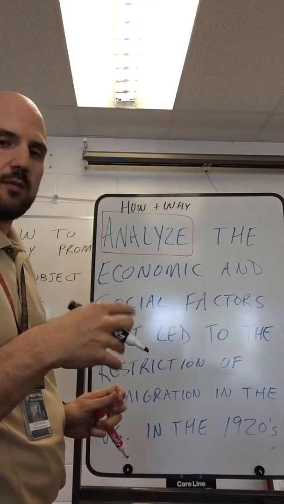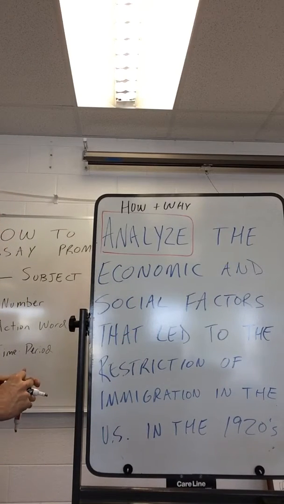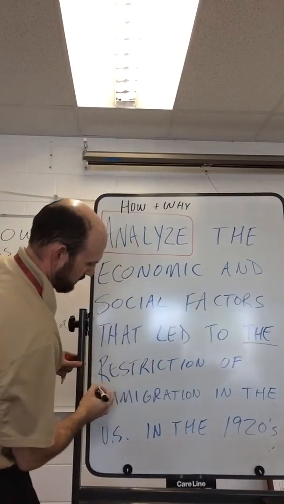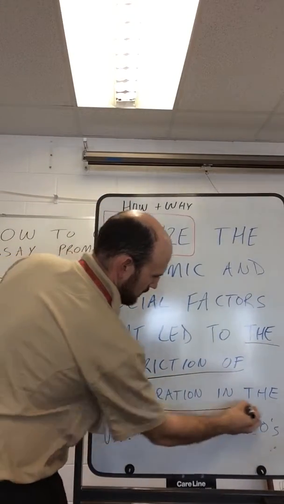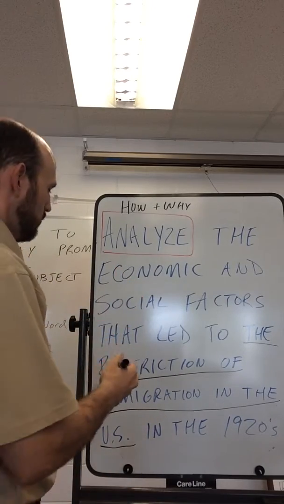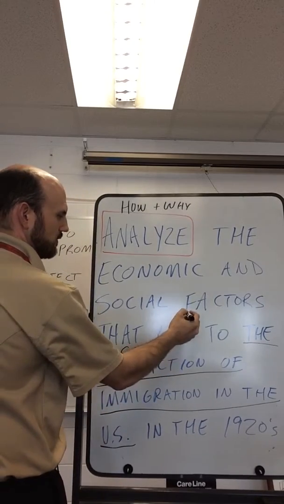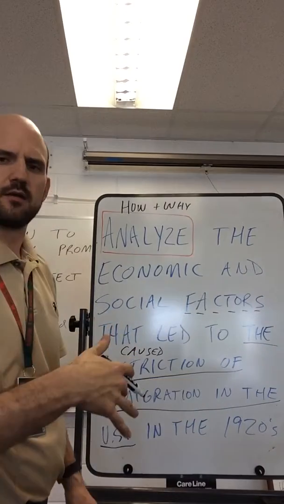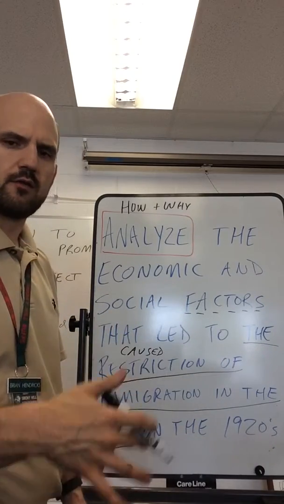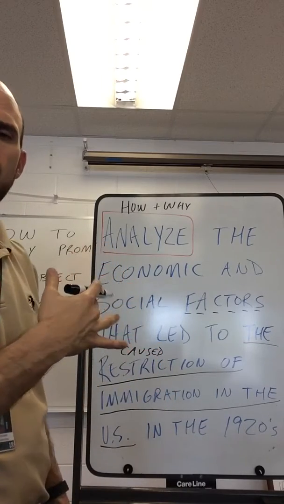The S in the SNAP acronym is subject. So if we read this question, I'll give you a second to read this. This is our subject. The restriction of immigration, okay? And specifically, what caused this, okay? The word that's used is factors. That's the subject of this essay, is what caused the U.S. to decide to restrict immigration. That's the subject. Action word is analyze.